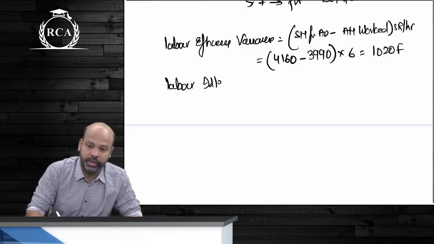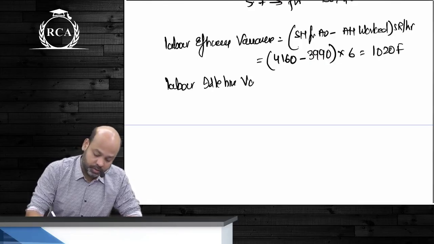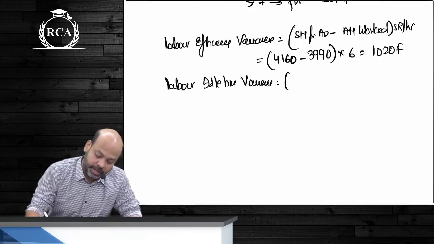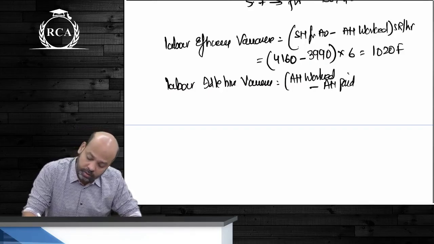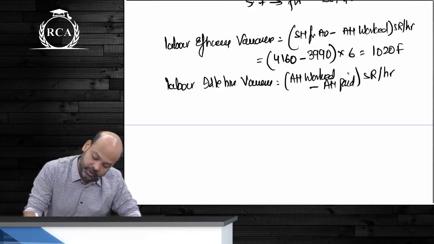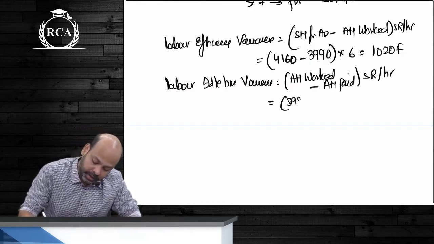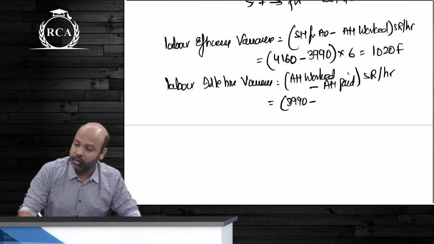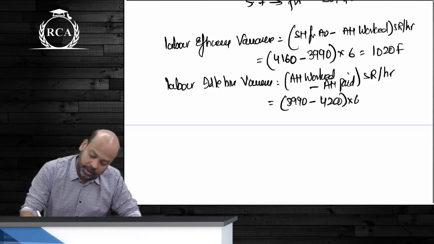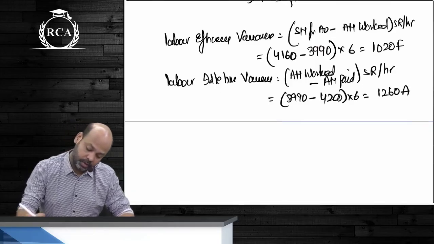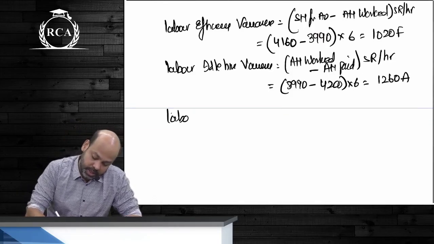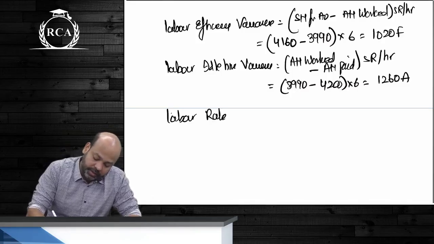How much will be labor idle time variance? It will be actual hours worked minus actual hours paid multiplied by standard wage rate per hour, guys. Actual hours worked are 3990. Actual hours paid are 4200 into 6, guys. 210 into 6, 1260 adverse.